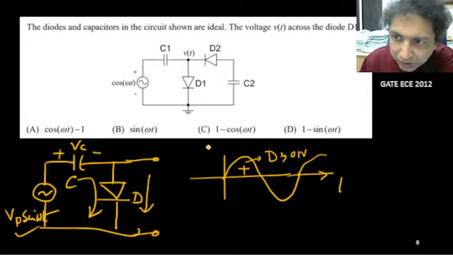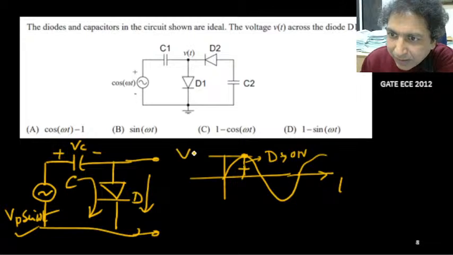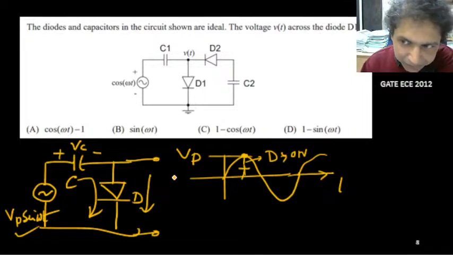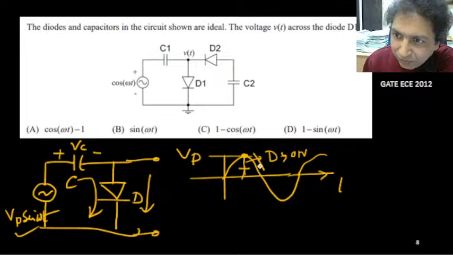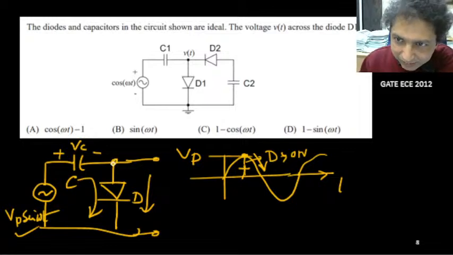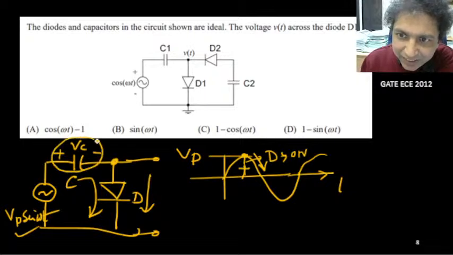So how long will it continue? Up to the maximum voltage. So this voltage is your Vp. The capacitor voltage will charge up to peak voltage Vp. And when the input voltage starts decreasing from the peak value, suddenly what will happen? The capacitor will try to retain the charge Vc.